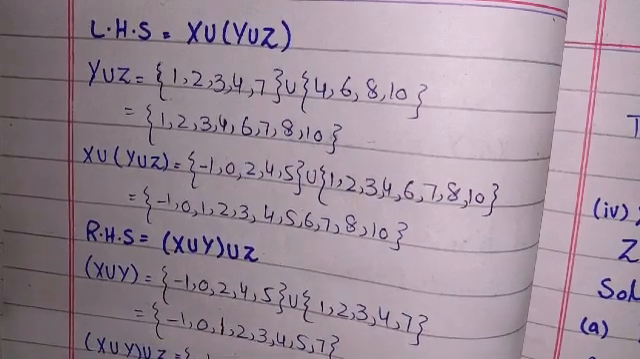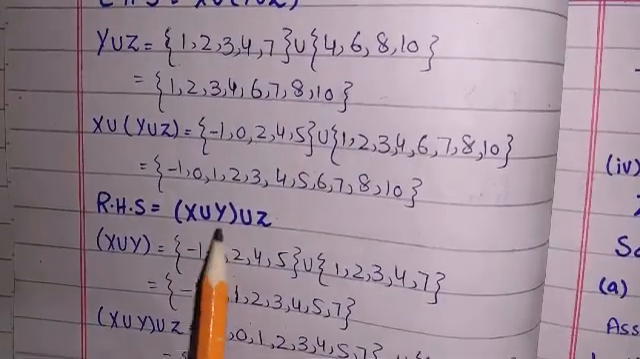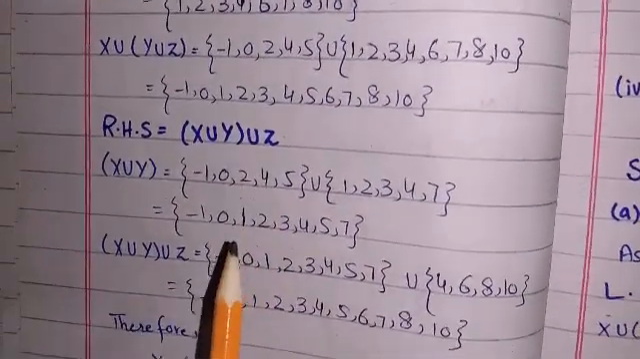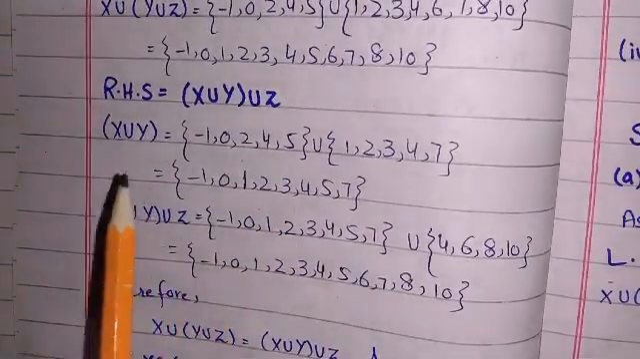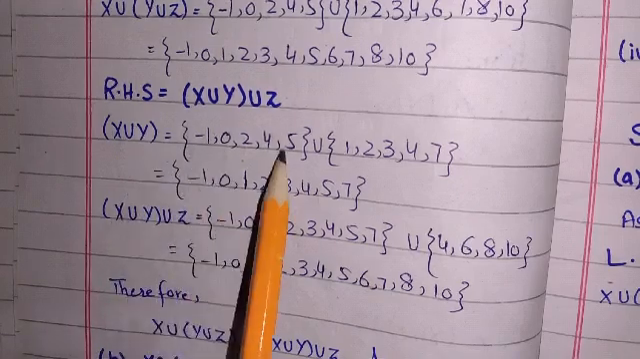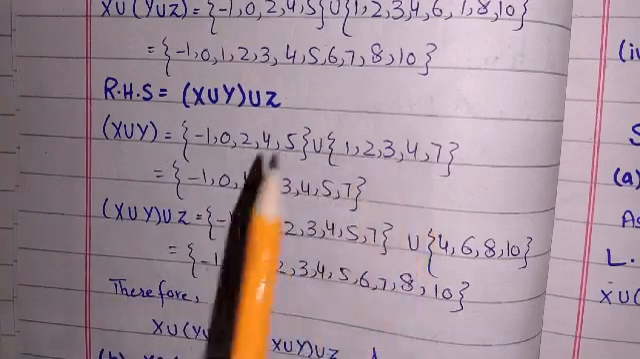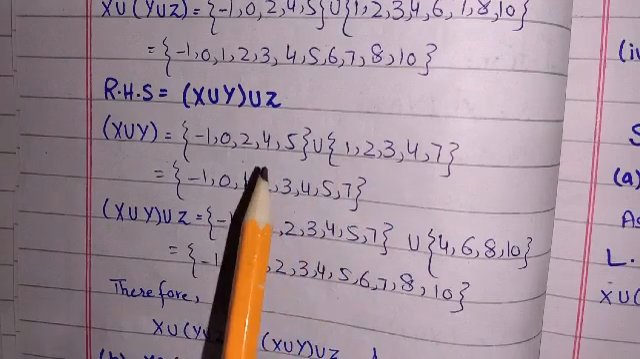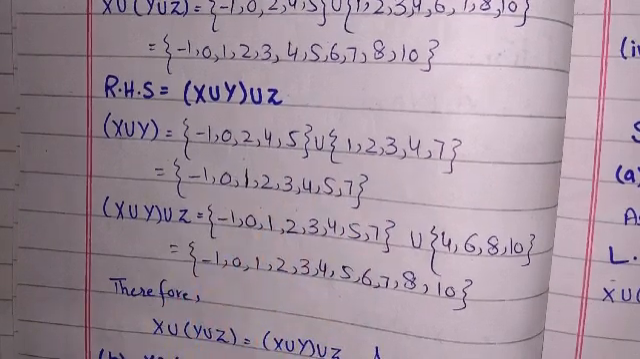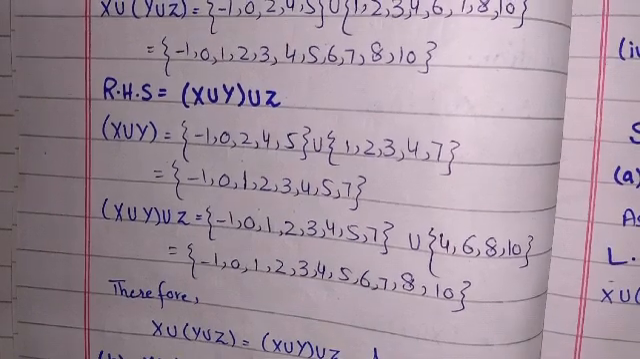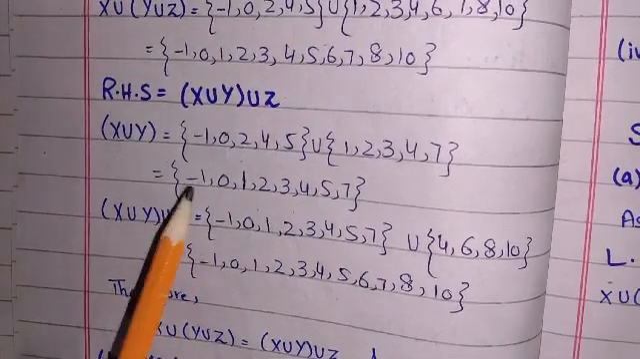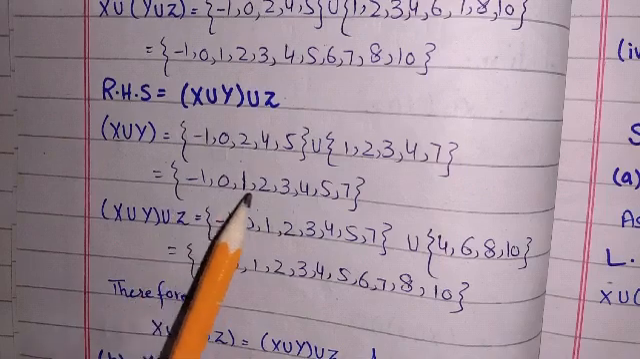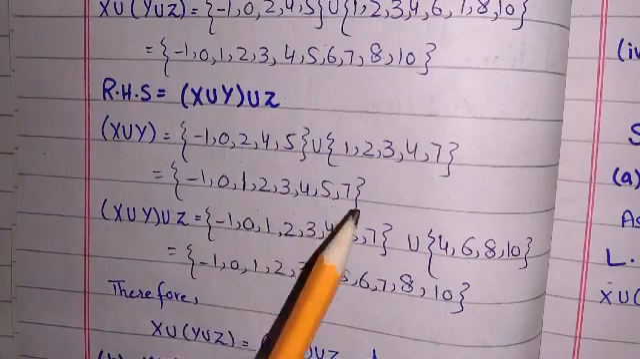Now students, moving towards our right hand side, which is equal to (X union Y) union Z, we will first find the answer of X union Y. It means we will write the X set first, then union, then Y set. We will combine all the elements of both sets, but one thing to remember is that repeating elements must be written once. We will write the answer, which is -1, 0, 1, 2, 3, 4, 5 and 7.